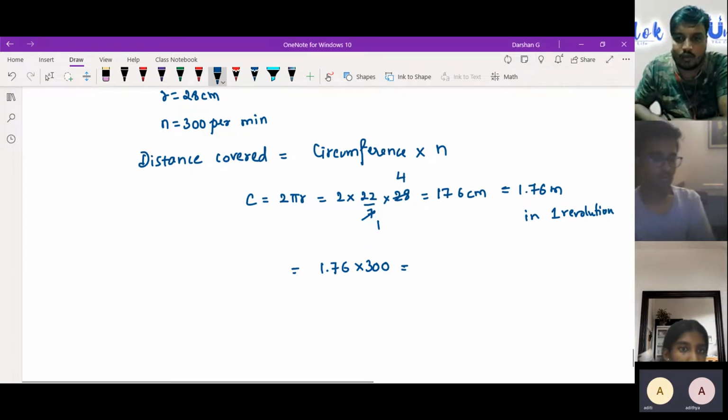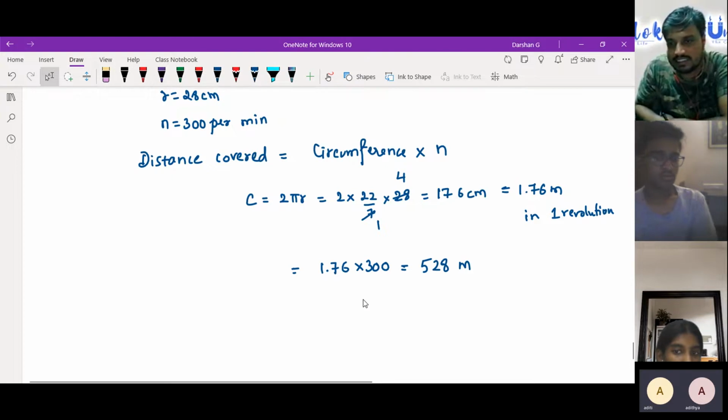528 centimeters, okay. That's right. 528 centimeters or meters? It is meters. Now, this is the distance covered in 1 minute.